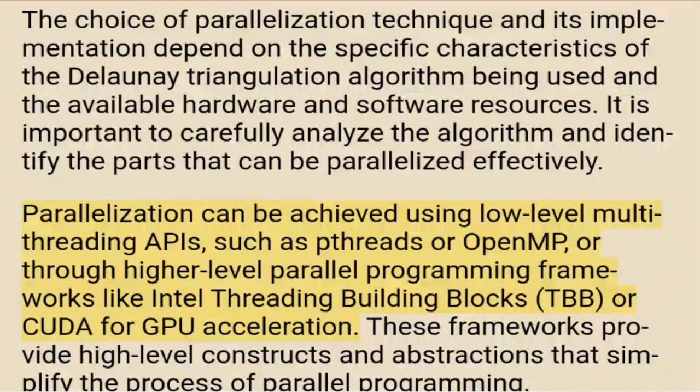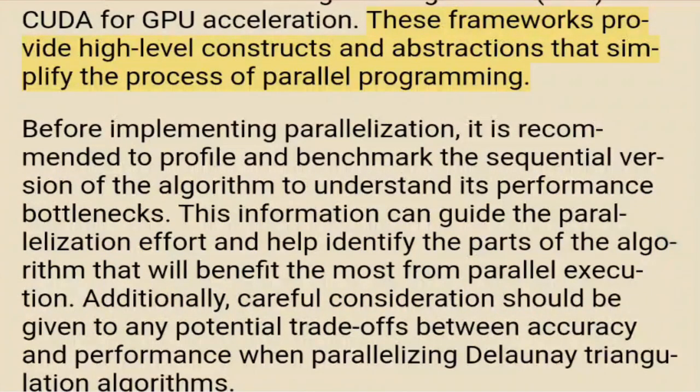Parallelization can be achieved using low-level multi-threading APIs, such as pthreads or OpenMP, or through higher-level parallel programming frameworks like Intel Threading Building Blocks (TBB) or CUDA for GPU acceleration. These frameworks provide high-level constructs and abstractions that simplify the process of parallel programming.